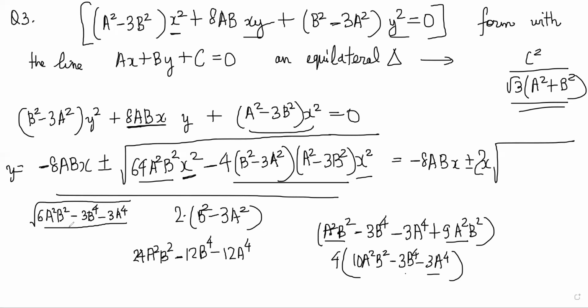Wait, we could have taken 6 common also. So 3 can also come out common, and you'll get b power 4. Okay, this is a perfect square. But it is negative, right? Yeah. Problem is that it's negative. That is the weird part.